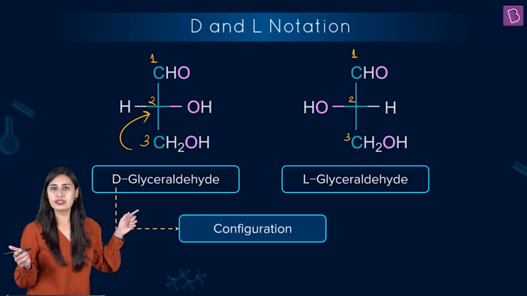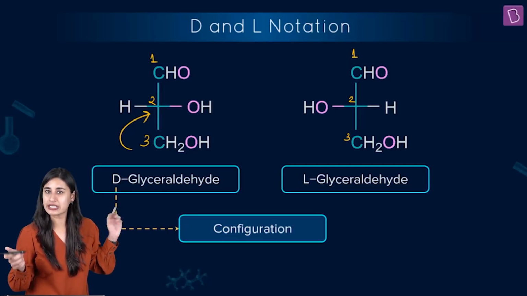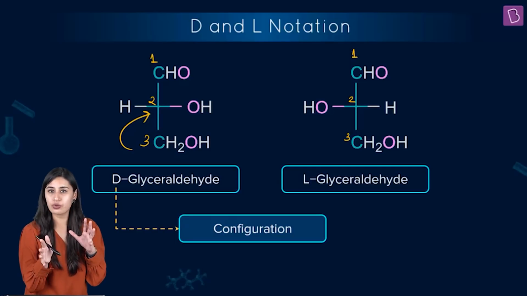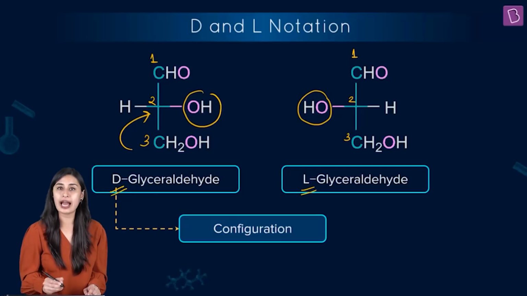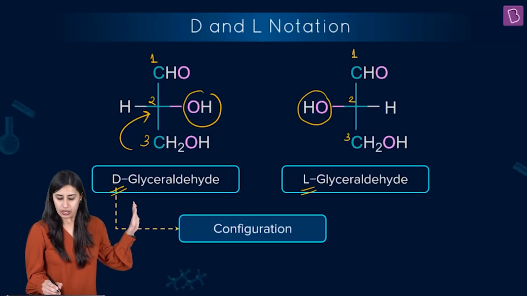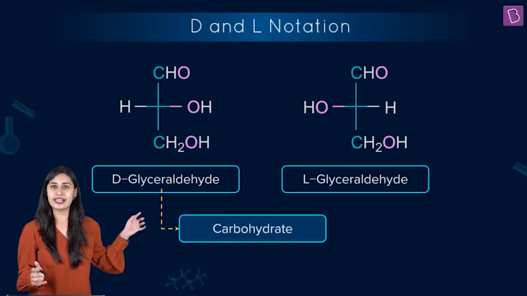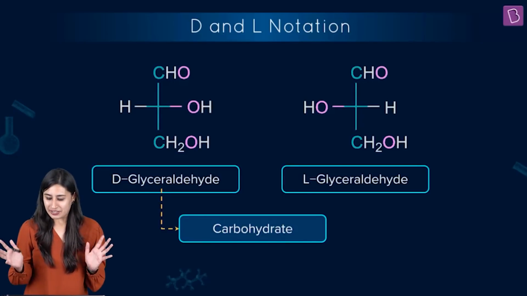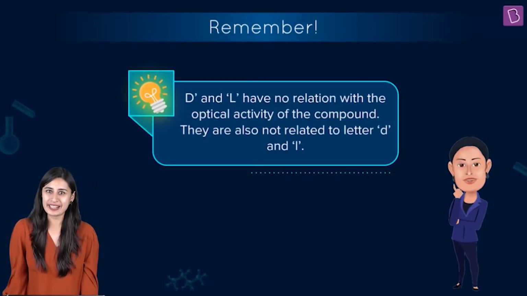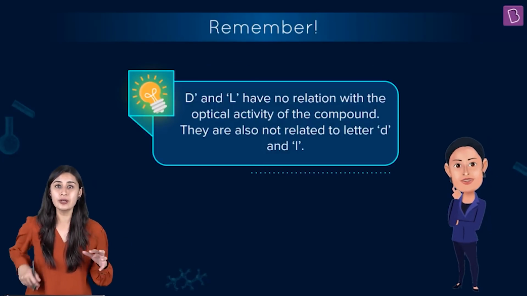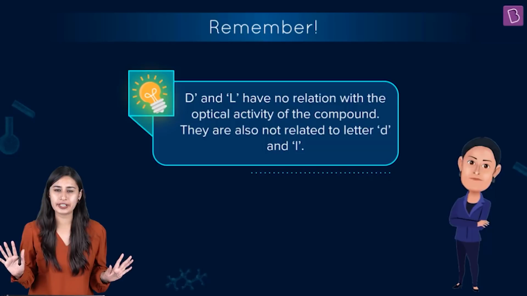So if I talk about this smallest carbohydrate, which is glyceraldehyde, let's check the OH out here. On the right, we are writing capital D. On the left, we are writing capital L, right? So what is this D and L? Relative configuration, right? What is this glyceraldehyde? A carbohydrate. So like I told you, of course, it is very different from small d and small l. Small d and small l have to do with the optical activity. But capital D and capital L have nothing to do with the optical activity.